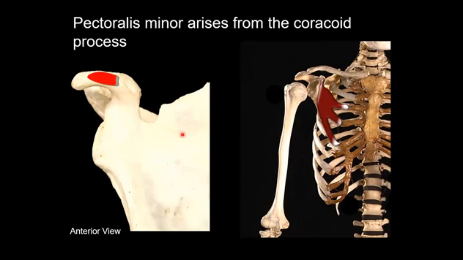We talked about pectoralis major before. Now we're talking about pectoralis minor. For pectoralis major, we showed its attachment. Remember? Can you remember its attachment, the lateral end of the clavicle? Now we're talking about the pectoralis minor, arising from the coracoid process.